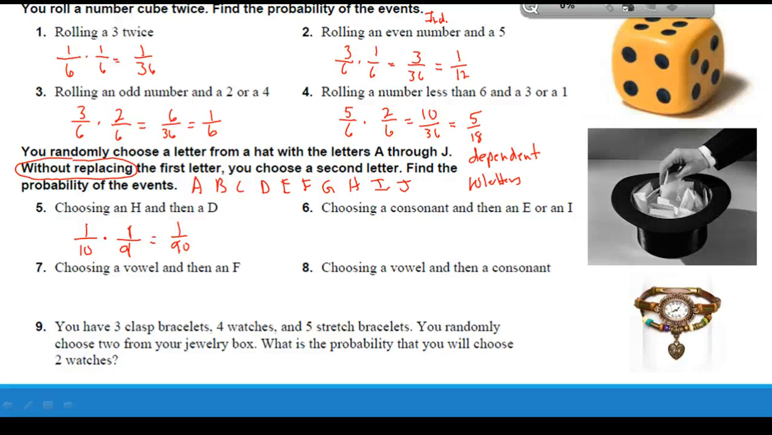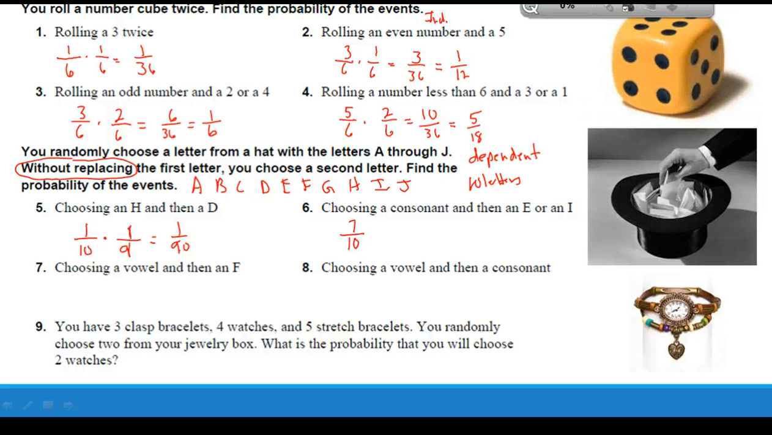So choosing a consonant, and then an E or an I. Remember, consonants are not vowels. The not vowels here are B, C, D, F, G, H, and J. There are 1, 2, 3, 4, 5, 6, 7 consonants, and there are 10 letters. So you have a 70% chance of drawing a consonant first.